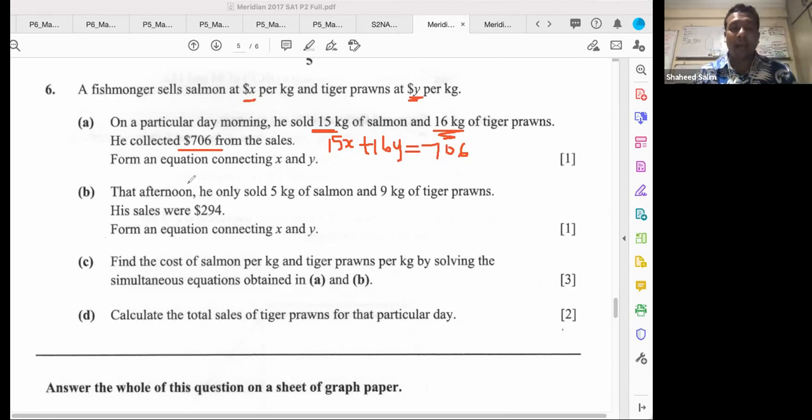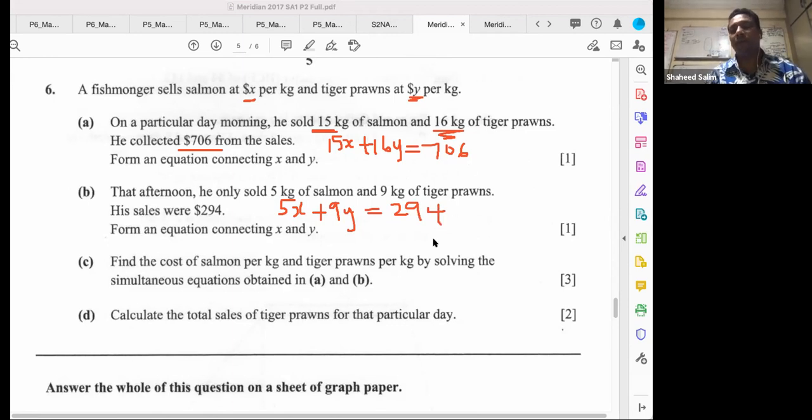Now do the same for the afternoon. He sold 5 kg. 1 kg is X dollars, right? So 5 kg is 5X for salmon. And then 9 kg of tiger prawn, 1 kg is Y, so 9 kg is 9Y. You form your second equation. Look, this maths or any other subject, they can only test you on things they teach you. So they teach you simultaneous equations, they will make sure they give you simultaneous equations. So this is equation 1 and equation 2.